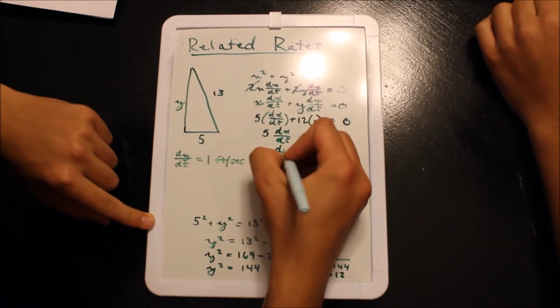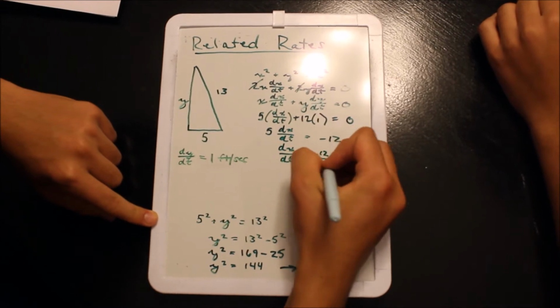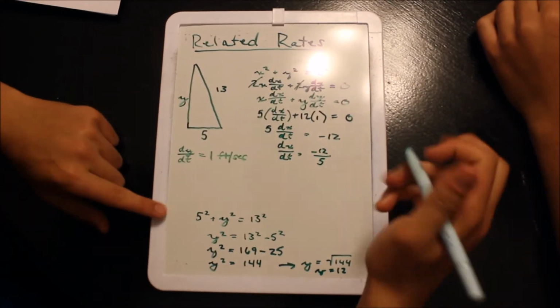And then we're going to take the 5 over to the other side. It's going to be dx/dt is equal to negative 12 over 5. And then we've solved the problem, Dad.